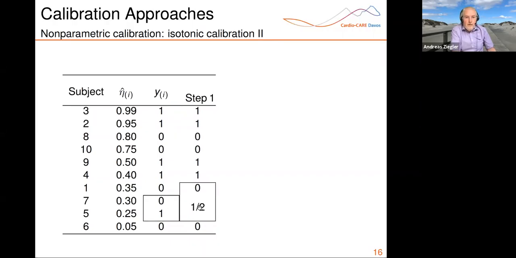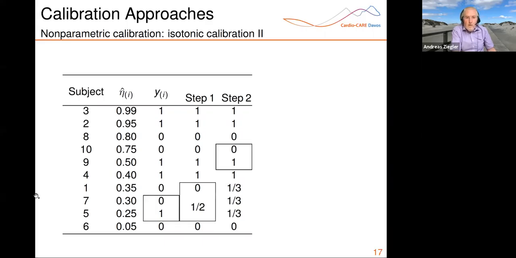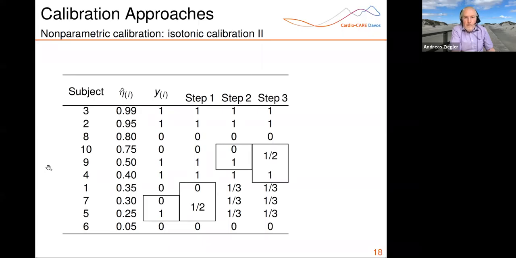But then in the next step, you can see this 0 here for subject number 1 has an outcome of 0. And this clearly is lower than the half, which is the average from the subjects 7 and 5. So we need to average these as well. And of course, the average then is a third. And you can see now we have a monotonicity here for the first 5 observations, starting from 0 to 1. But for subjects 6 and 7, you can see that this monotonicity is violated. So we have a 1 and a 0, so we need to average them. So step 3 is the average with a half.